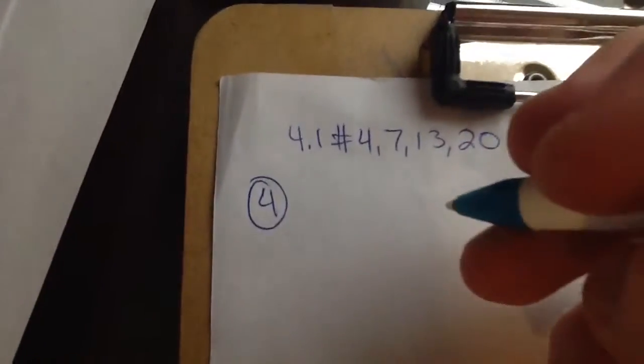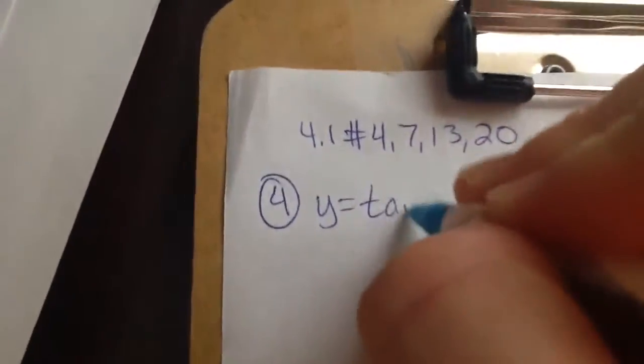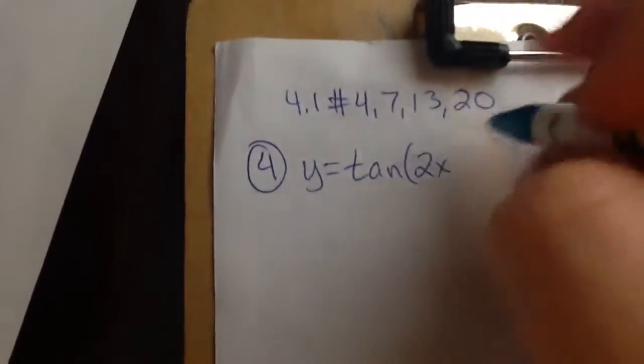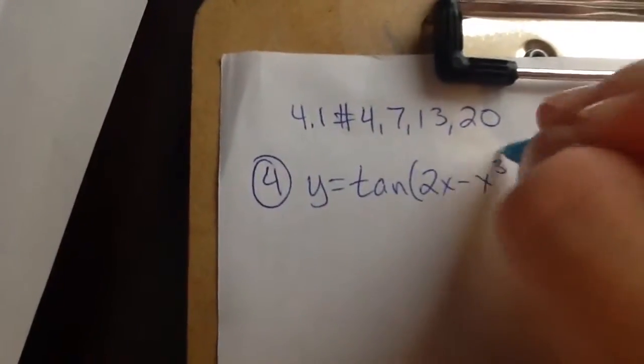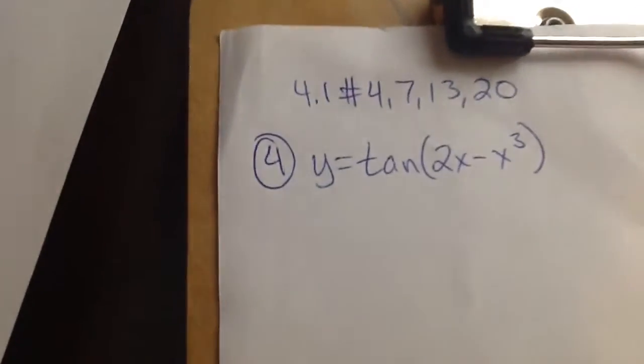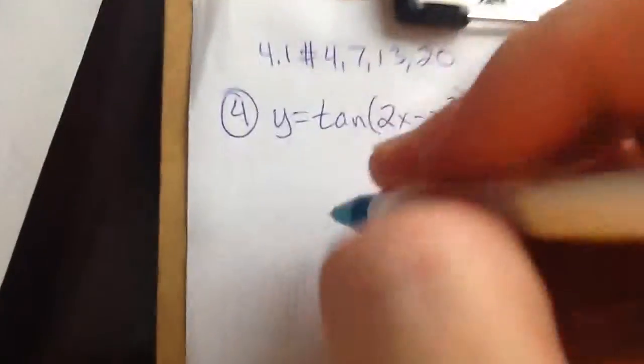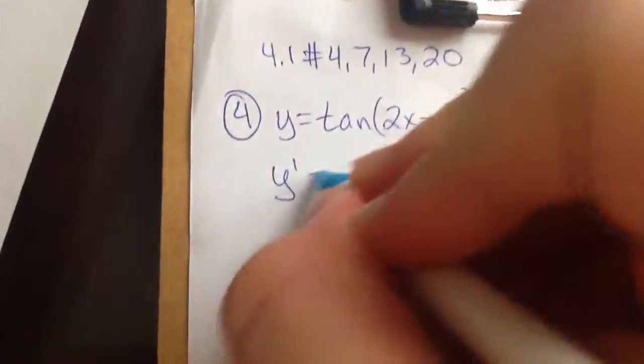So here's 4.1, number 4. Hopefully this was more successful. Alright, so here we go. These are all just derivatives. Alright, chain rule.